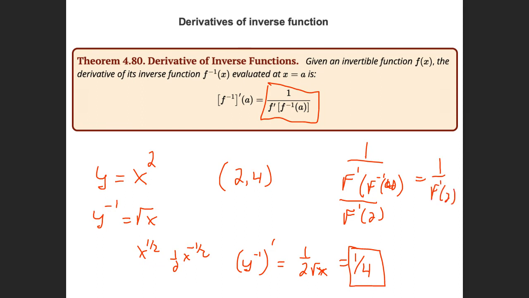Well, now I have to take the derivative of this, because that's my f function. So that would be 2x. If I put 2 in there, 2 times 2 is 4. Oh, I end up with 1/4 also. So the formula does work, but it's just 1 over the derivative of the inverse's value. That's it. But all we're doing is we're just finding the slope of the inverse function.